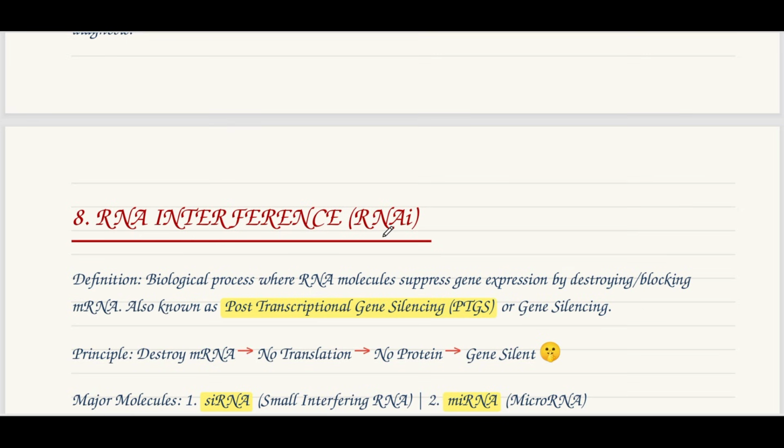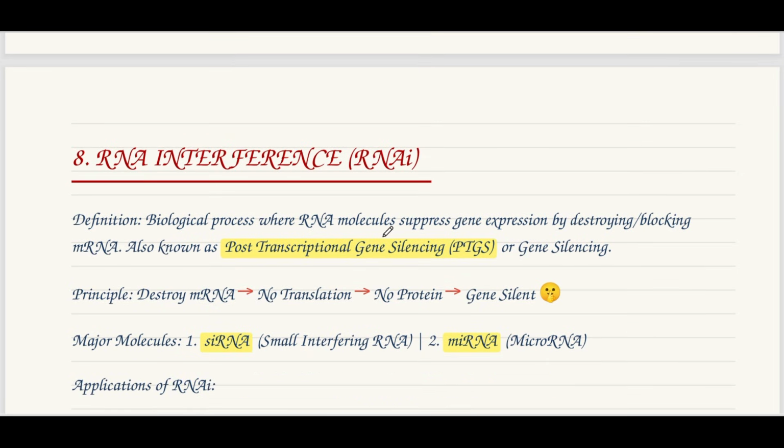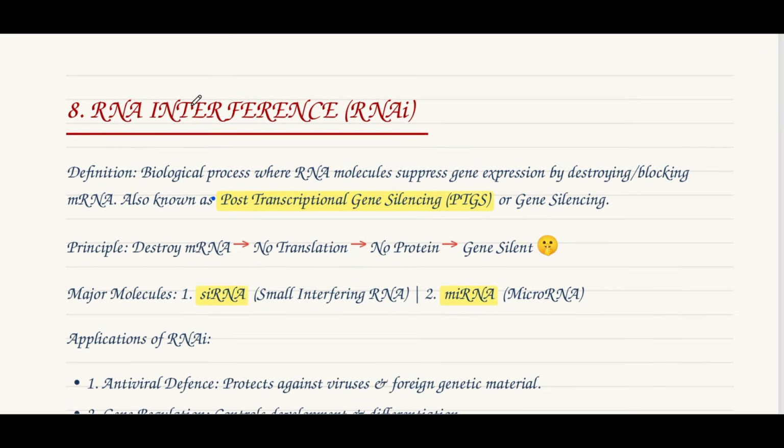Here, RNA interference. Wow, now it is an interesting topic, right? RNA interference. What is that? It is a biological process. Just remember, a biological process means any process or reaction happening within a living system, where an RNA molecule suppresses gene expression. Like microRNA reduces protein formation, it will also suppress gene expression by destroying or blocking mRNA.